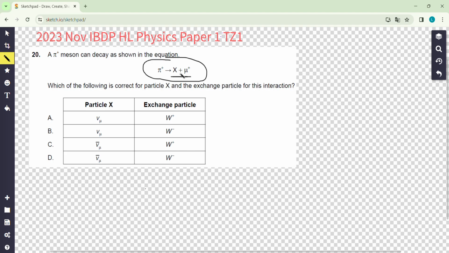right? A muon plus is produced. So remember similarity. Remember if a positron is produced, what will be its partner? Yes, electron neutrino. So very similar. So we have a mu plus produced. Its partner will be muon neutrino.